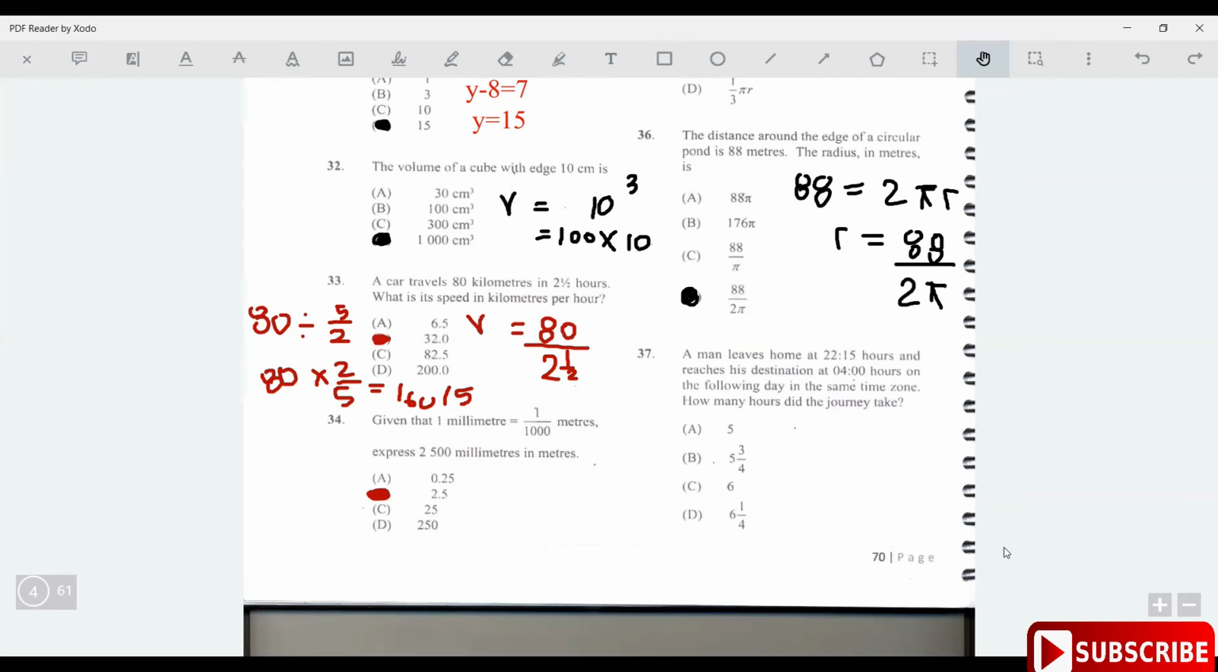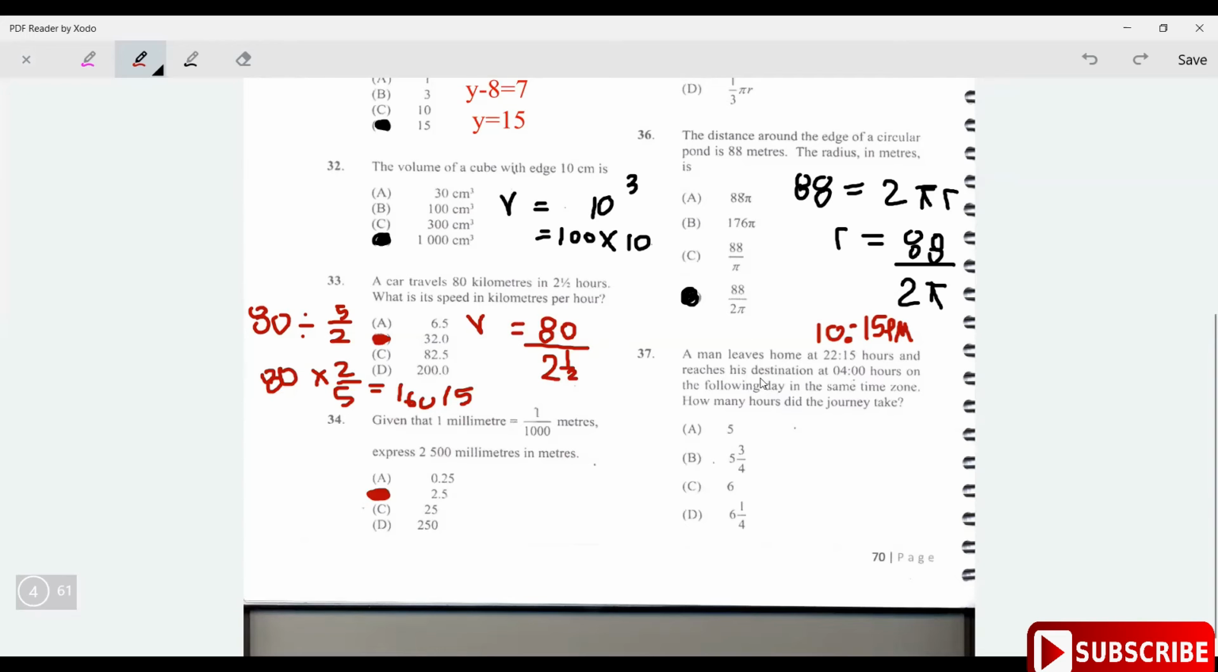The next question says, a man leaves his home at 22:15. 22:15 is 10:15 in the night. So this man left his house at 10:15 in the night. Write it down. We're not used to army time. We're used to the standard clock. And it says he reaches his destination at 4 o'clock. Now 4 o'clock means 4 a.m. in the morning. So he is traveling from 10:15 in the night to 4 o'clock.